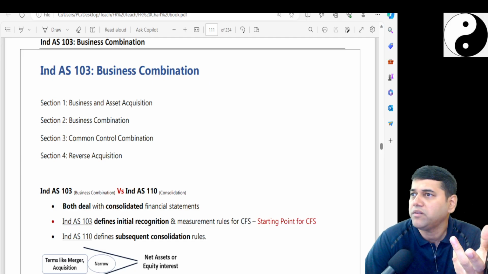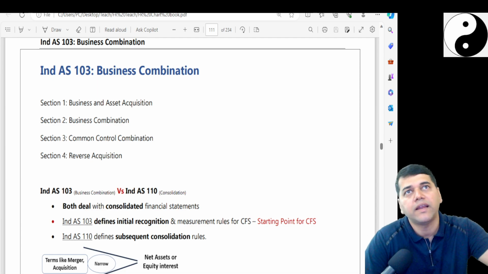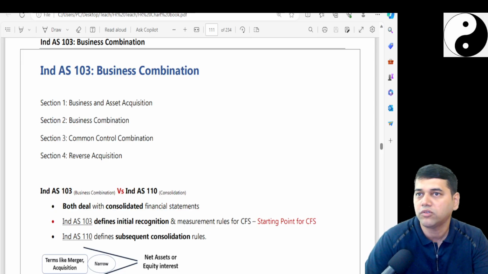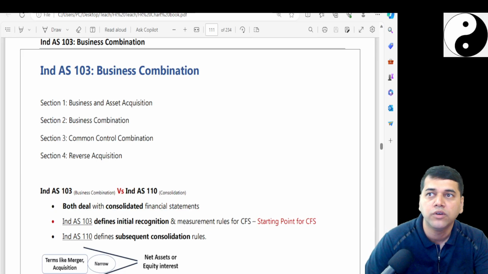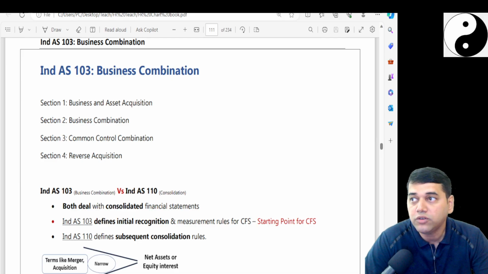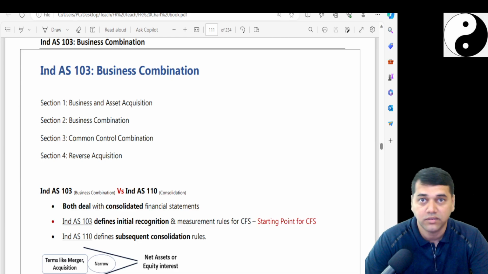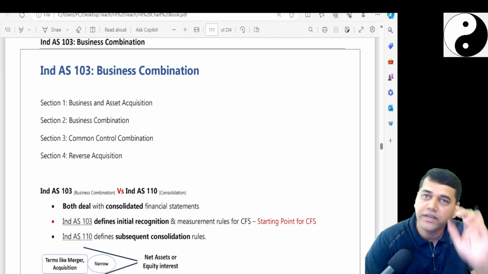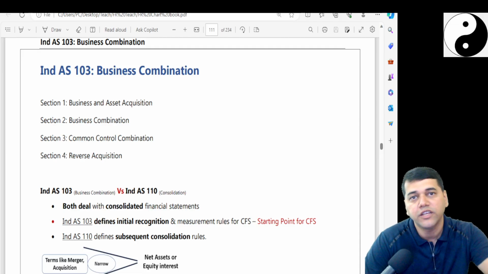Otherwise somebody will simply say, I will acquire your building, I will acquire your land. Did I acquire your business? I say no, I don't want your business, I wanted to get your properties, not the business. So we need to understand, because only if you acquire a business does business combination become applicable. Otherwise we'll go to PPE, to Ind AS 38, to Ind AS 40.